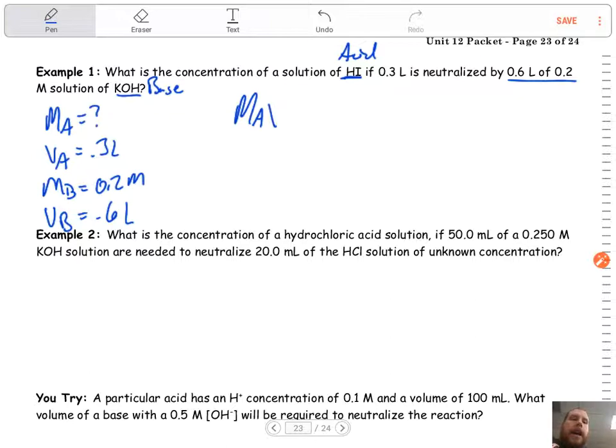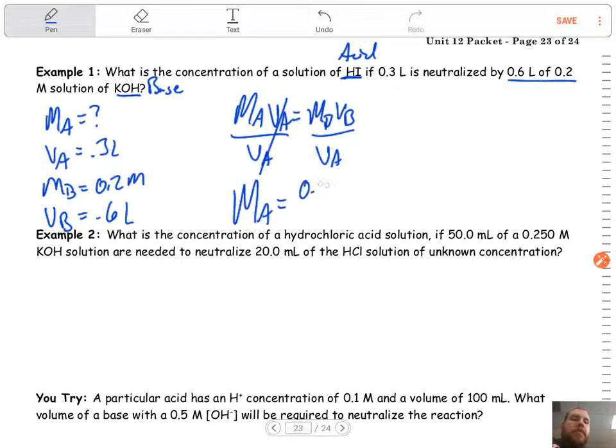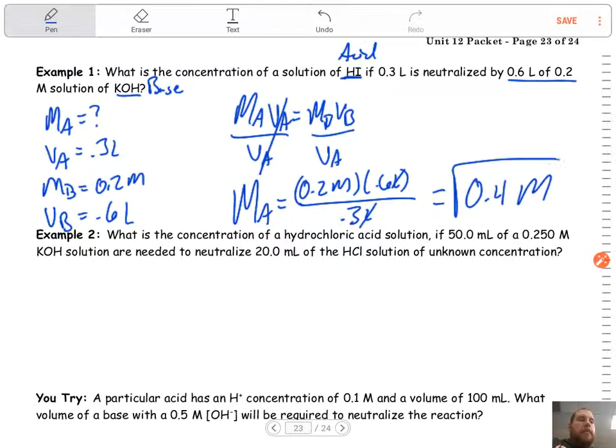So MaVa equals MbVb. All right, so solve for Ma. Well, get this by itself. Ma is going to be my molarity of my base, so 0.2 molar multiplied by 0.6 liters divided by the volume of my acid, which is 0.3 liters. Cross those out. Then we just have to do the math. 0.2 times 0.6 divided by 0.3, you should get a molarity of 0.4 molar.